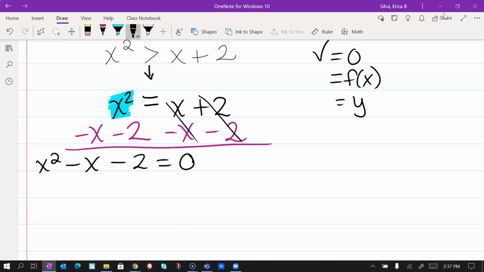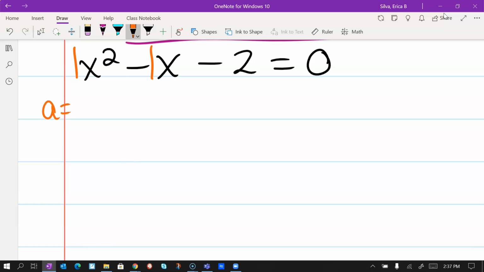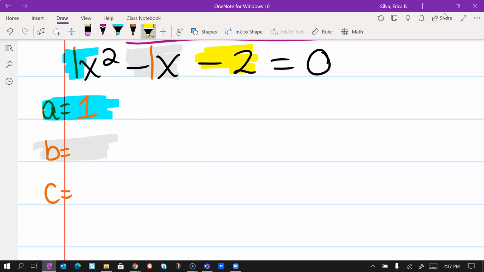Questions so far? All right, let's go ahead and put ones where they belong. And let's label our A, our B, and our C. So A, B, and C. Remember, my A is the one that has x squared on it. Then we've got my B term. And then we have my C term. This is -1, and we've got -2.